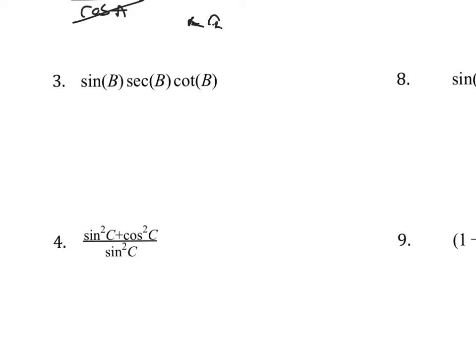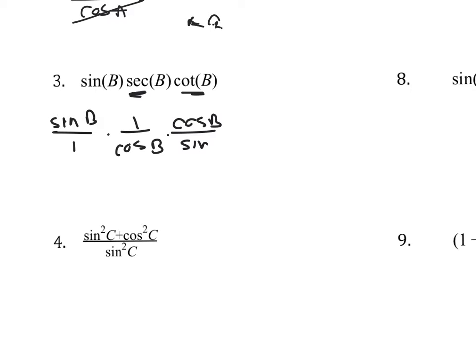Number three. Let's just write these out. I can do substitutions for secant and cotangent. I'll rewrite it as I go. So I rewrite sine of b, maybe conveniently as sine of b over 1. Secant is the reciprocal of cosine, so that's 1 over cosine of b. Cotangent is the reciprocal of tangent, which means it's going to be cosine of b over sine of b.